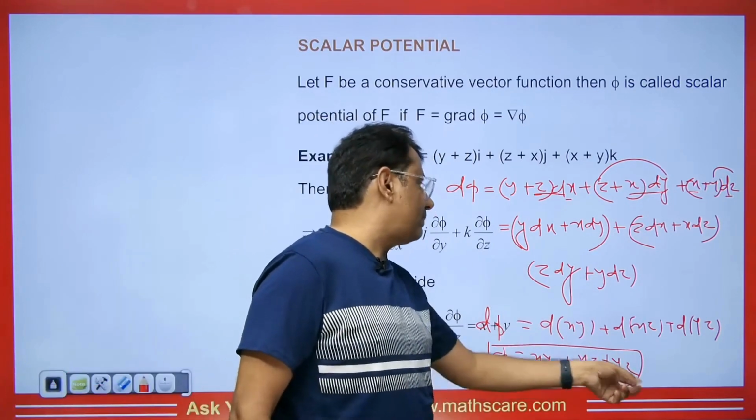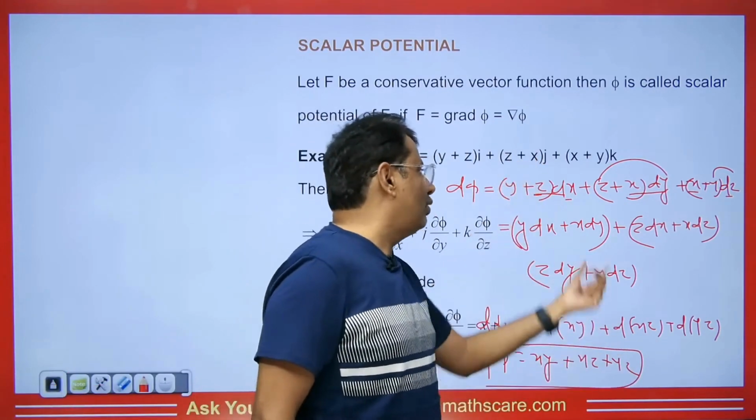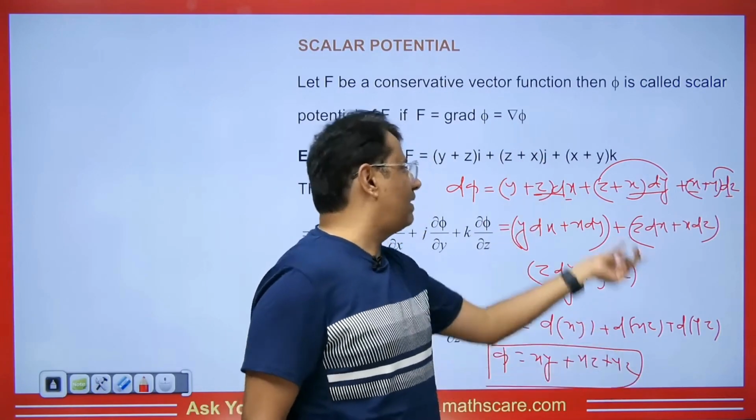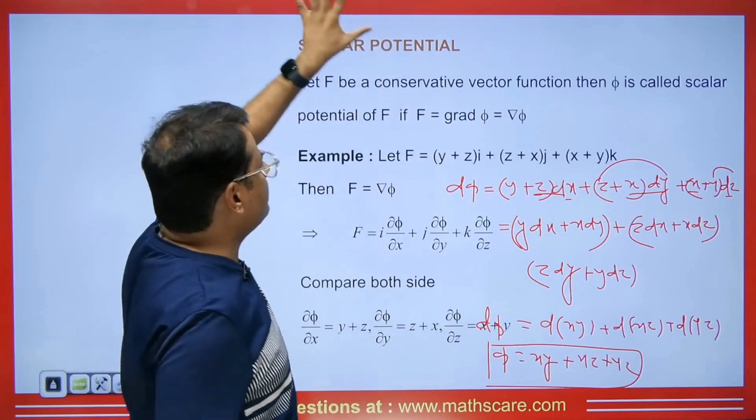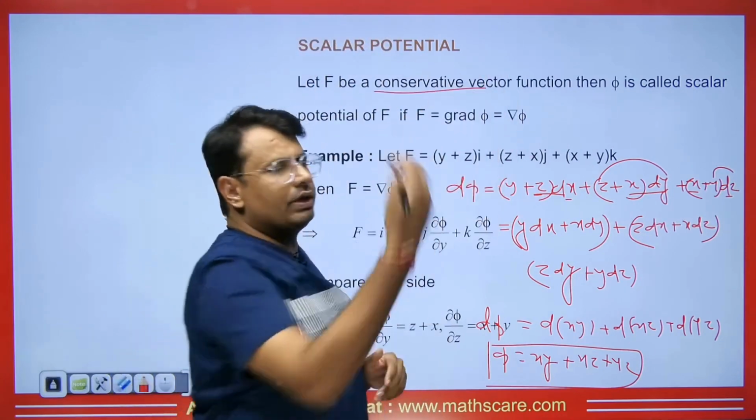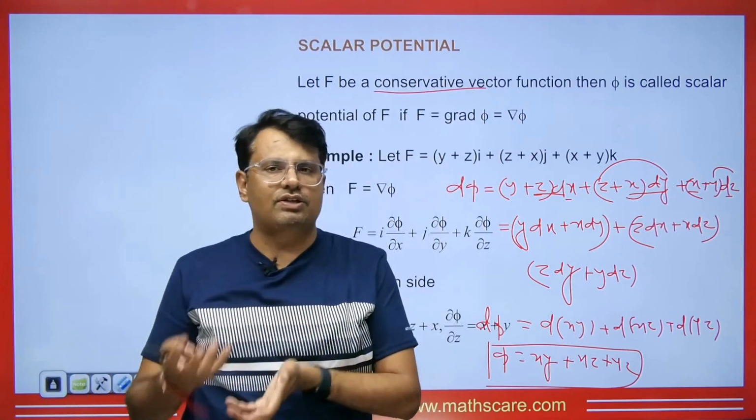While differentiating with respect to y, we'll get x plus zj. Similarly, with respect to z, we will get x plus yk. So in this way, you can check here. I have used the word conservative here. So irrotational and conservative vector are the same thing.